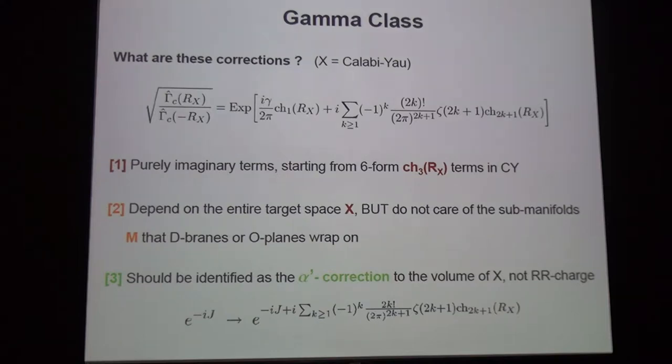We need to introduce this expression or something more than that. Second, this correction from the gamma class actually doesn't depend on the topology of the submanifold that these D-branes and the wave-equal plane wrap on. It does depend only on the target space topology. And that strongly suggests that this correction from the gamma class actually has nothing to do with the physics of D-branes and the wave-equal plane. It has something to do with the target space property.